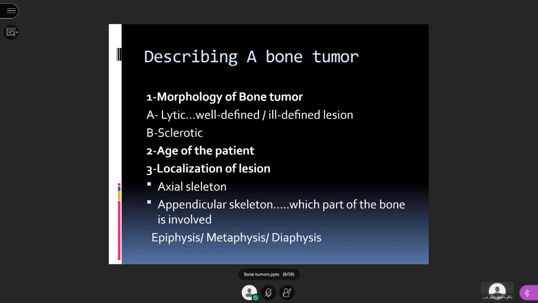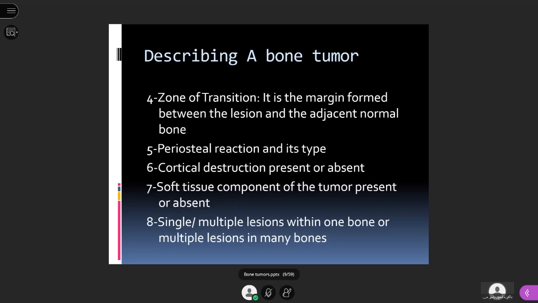Then comes the localization of the lesion, whether the lesion originated from the axial skeleton or from the appendicular skeleton. Why? Because if it is in the axial skeleton, the chances are more of a secondary, of metastasis or of systemic disease. While if it is in the appendicular skeleton, the chances are more of a primary bone tumor. Then again, which part of the bone is involved is important, whether the epicenter of the lesion is in the epiphysis, metaphysis or diaphysis, right? So these three things: morphology, age, and then location.